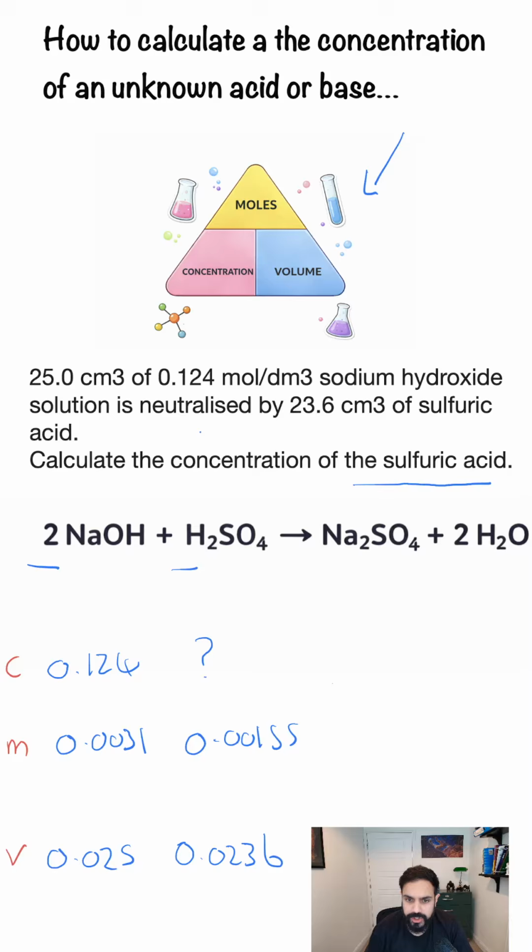All right, now let's look at the formula. How do you work out concentration? It's moles divided by volume. So moles is 0.00155 over 0.0236. And I get a value of 0.657 if I do it to 3 significant figures. There you go. Pretty much the same thing every single time.